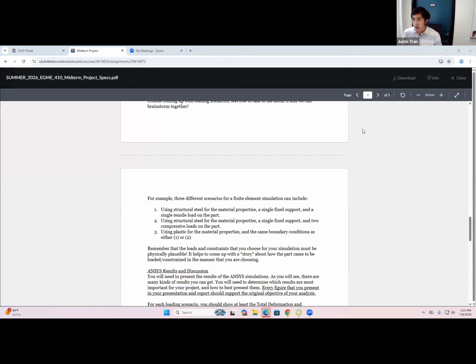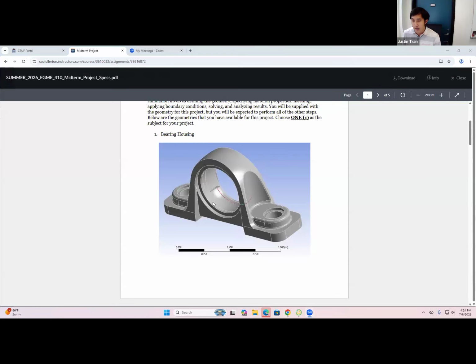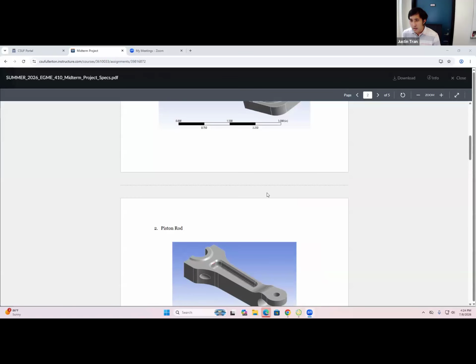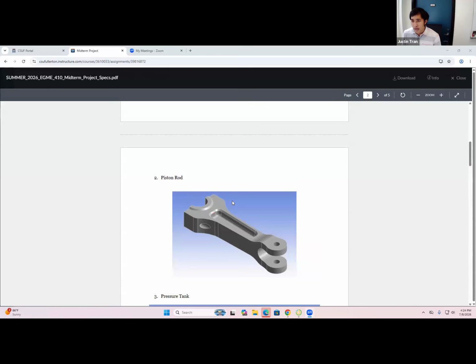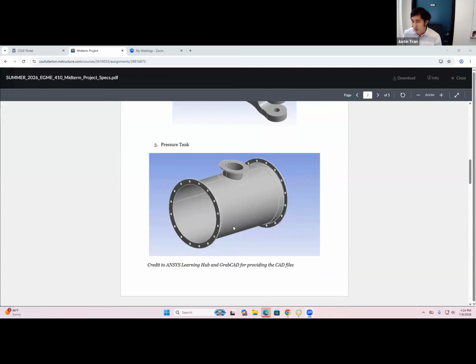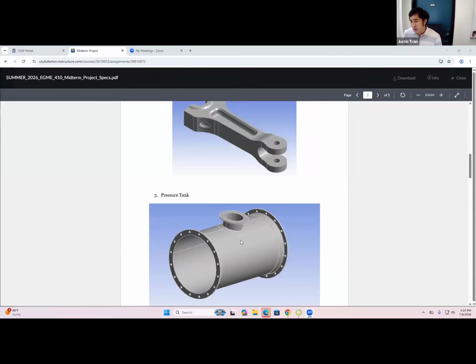Question: are we able to change the geometry of the CAD models? You can do that. If you want to make a modification to the CAD model, say you change the diameter of this hole right here, you can do that. I think the only one you can really modify might be the piston rod, because it's the only one in the ANSYS format that you can open in Design Modeler. I think the bearing housing is a parasolid file, and the tank is an STP file.